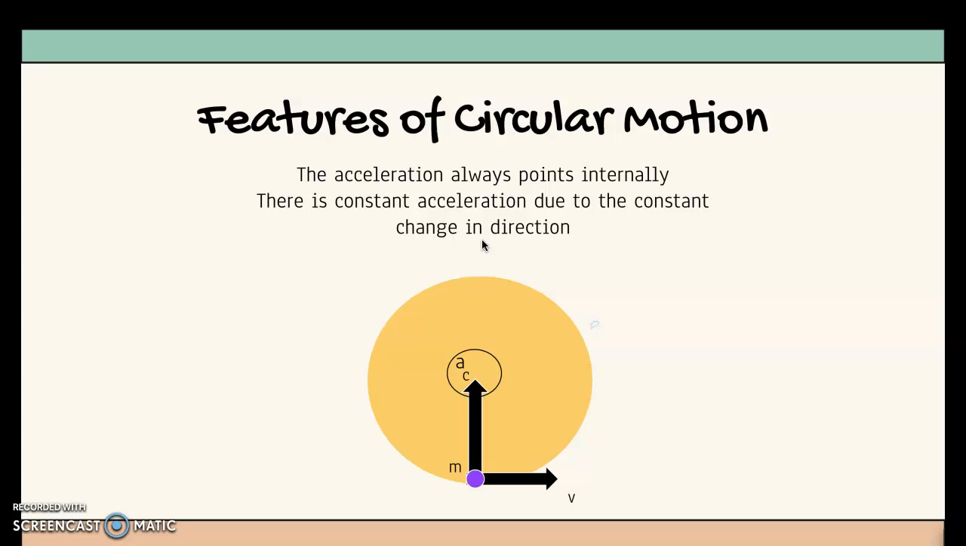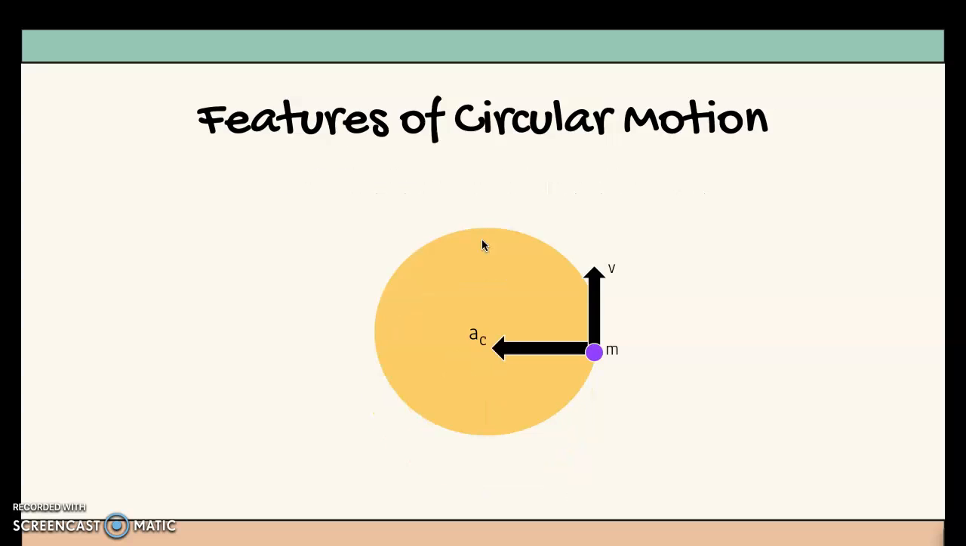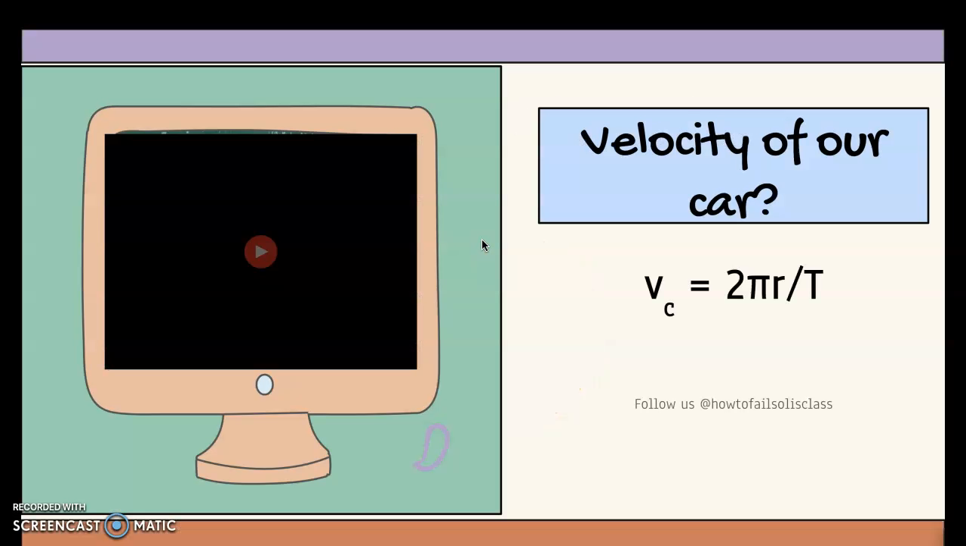More features of circular motion: the acceleration is always pointed inward. There is constant acceleration due to the constant change in direction. As you can see, it moves around the circle with the velocity going around and the acceleration constant, staying towards the middle.